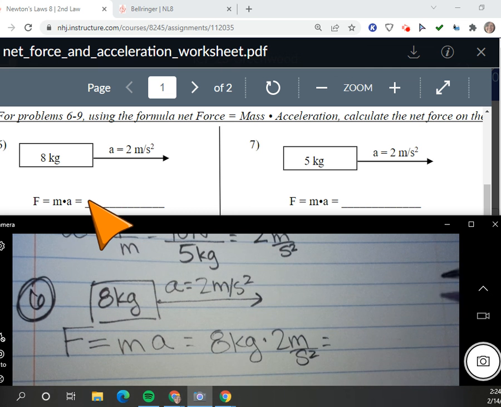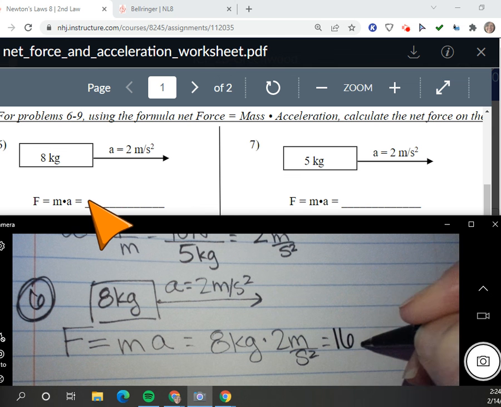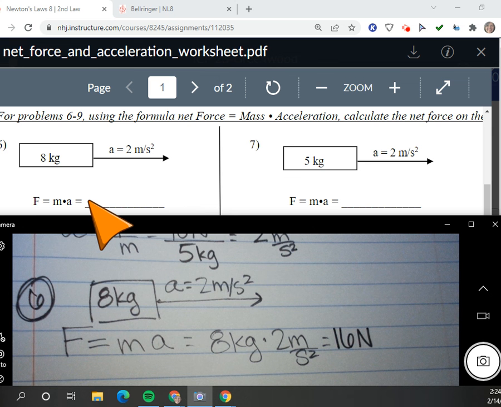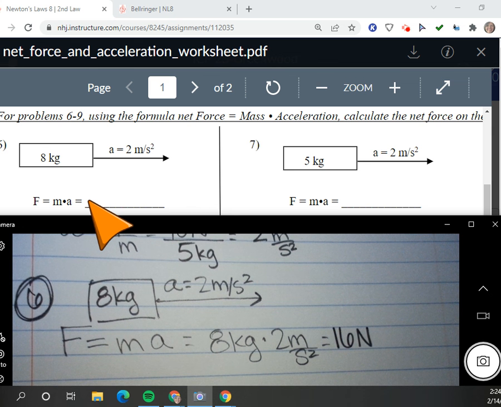What is the force? 16 newtons. Because a newton is kilogram meters per second squared. Is that pretty easy? Give me a thumbs up if you feel like you got that. Okay, good.